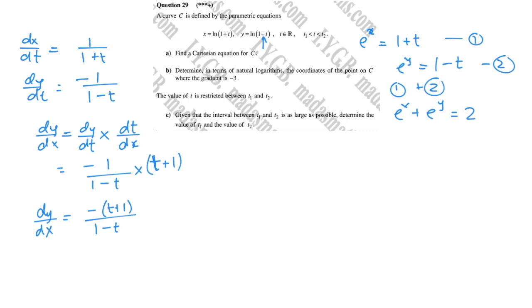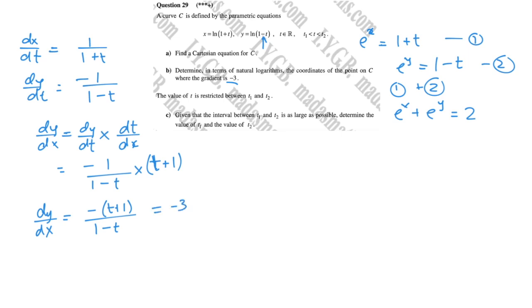And now you know what t is? Oh no. Well, not yet. The thing is, we know the gradient, right? So we are going to now find the value of t. Once we have the value of t, we're going to insert it into x and y to get it in terms of ln. So that's basically equal to -3.